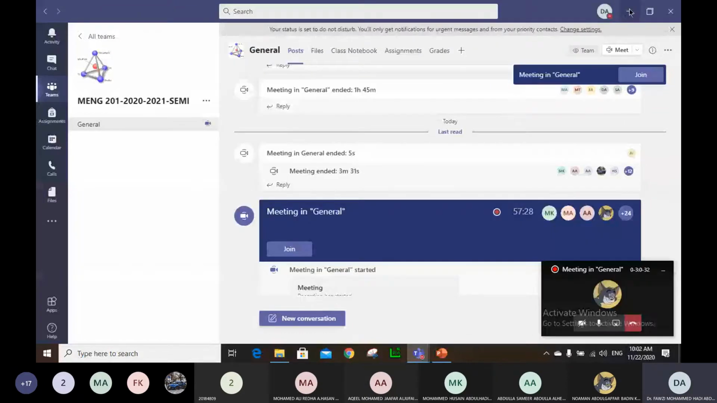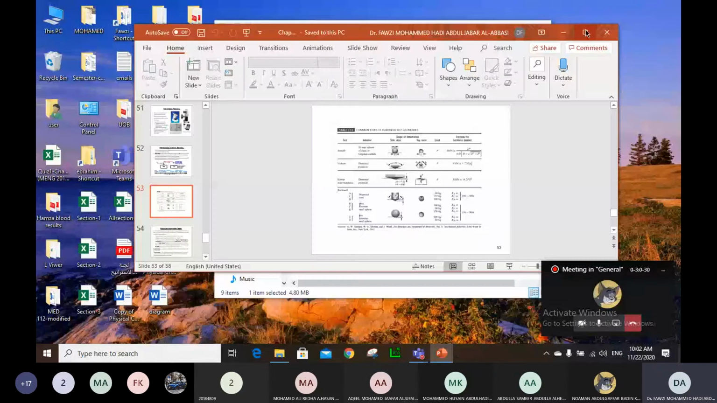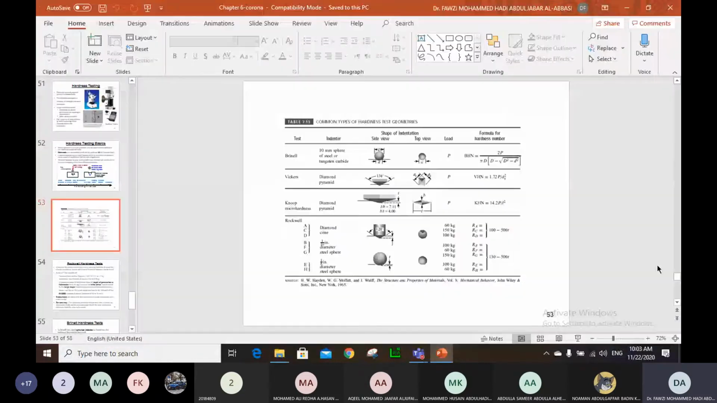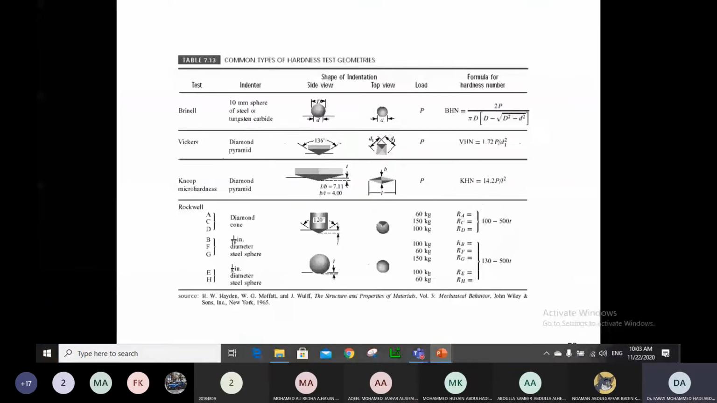Let's see what we did last time. We talked about hardness as a property. Today we will continue, and we said there are 4 different ways we do the hardness.